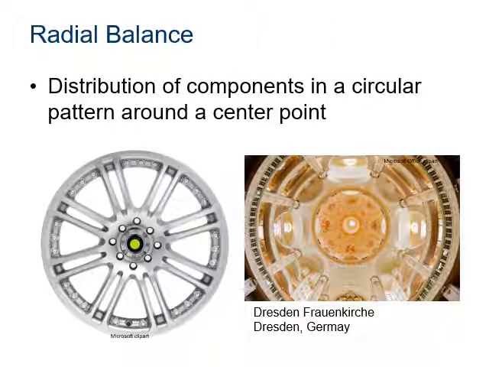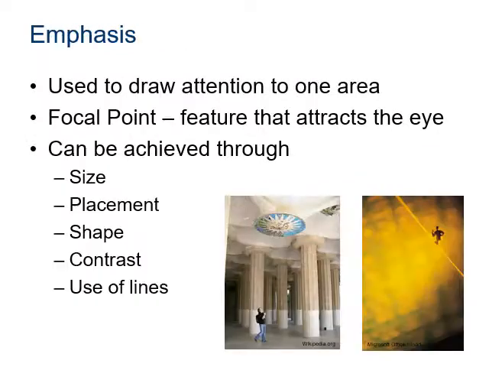These images that you see here demonstrate radial balance. It has a circular pattern around a center point, such as the wheel on the left-hand side, or this is a cupola inside a church in Germany.